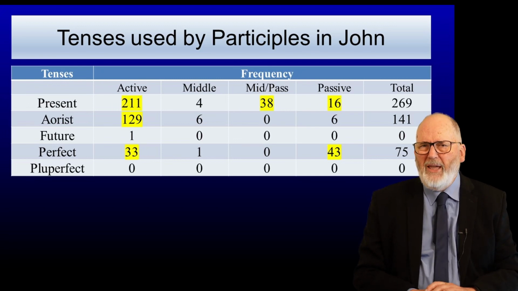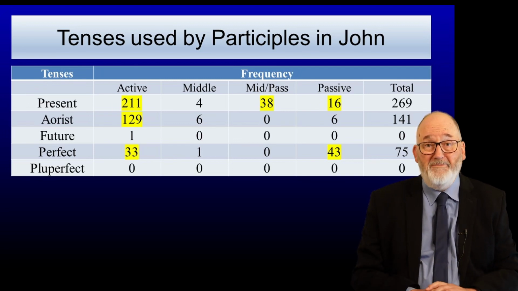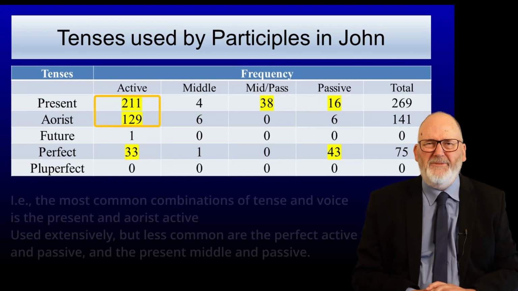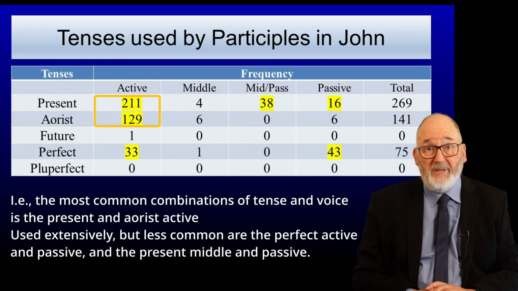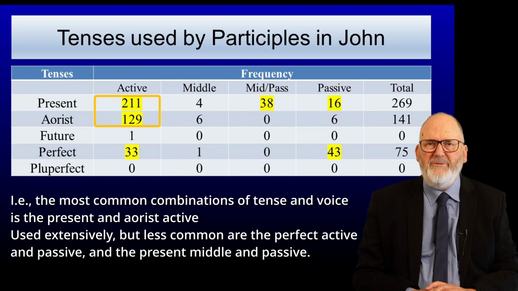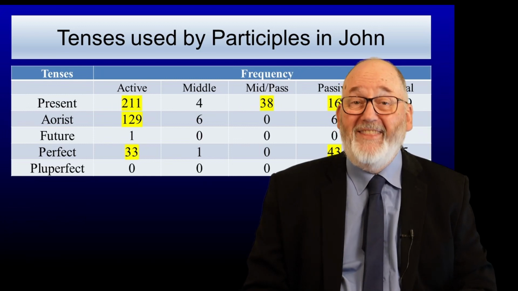And if you look at it, you will see that some combinations of tense and voice are found much more frequently than others. The present and aorist actives are found so much more frequently than the others, and as you can see from the table, I've also highlighted a few of the other combinations that appear to be used more frequently. By the way, these numbers are for the Gospel of John, but if you do the same exercise for the whole of the New Testament, you essentially get the same pattern. All right, that's the first step.